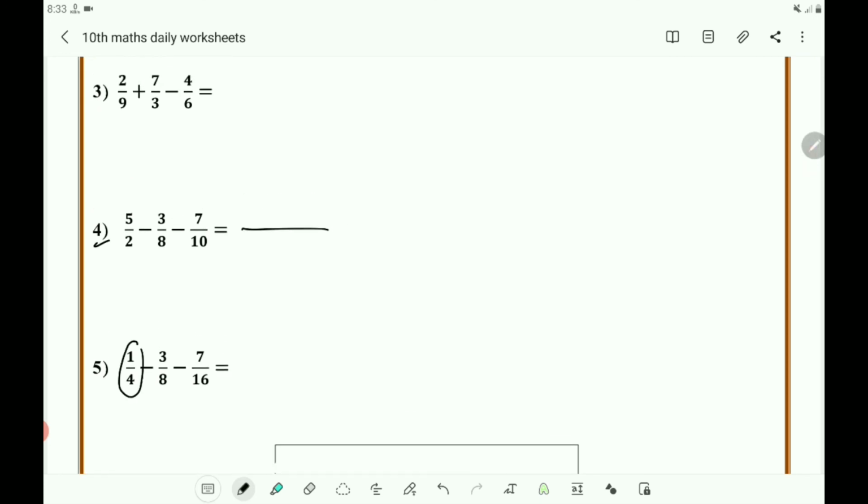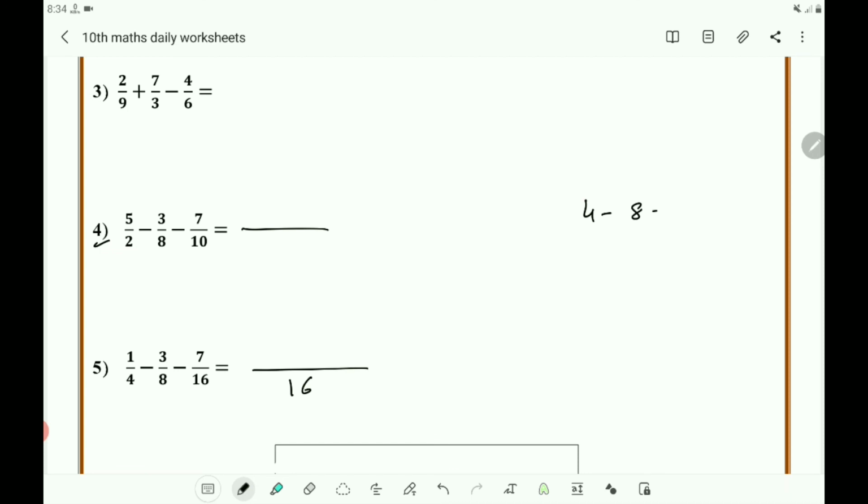1 by 4 minus 3 by 8 minus 7 by 16. Here find the LCM of these 3. What is the LCM of these 3? Here you know that 16 is the multiple of 8 and also 16 is the multiple of 4, and this 8 is the multiple of 4. Therefore, 16 is the LCM. Verify here.